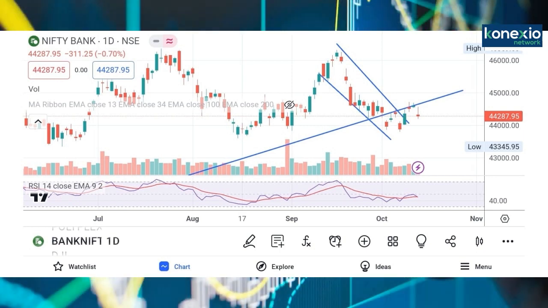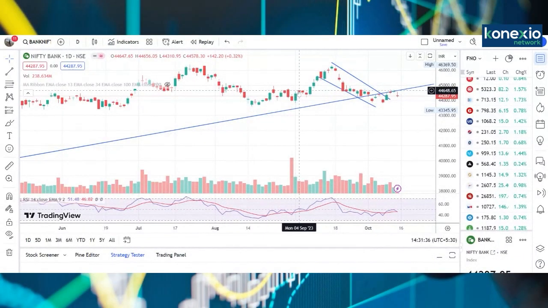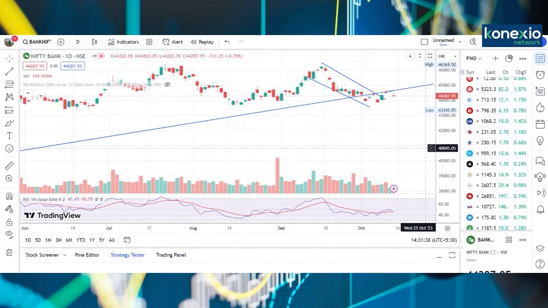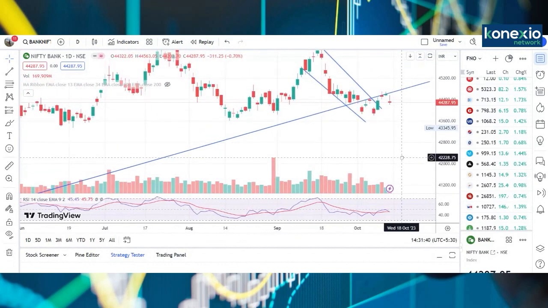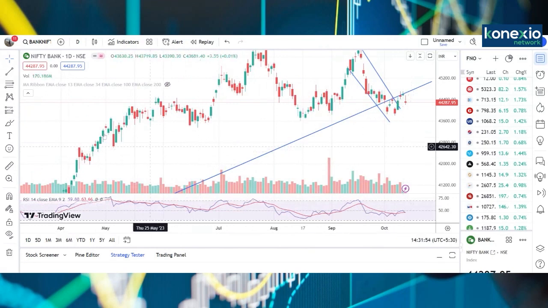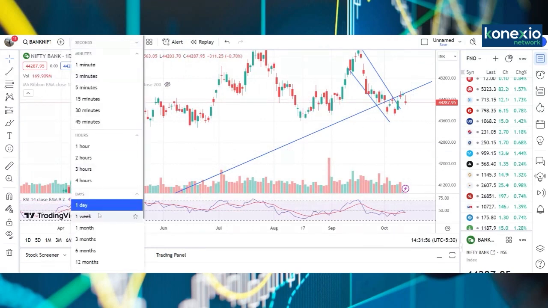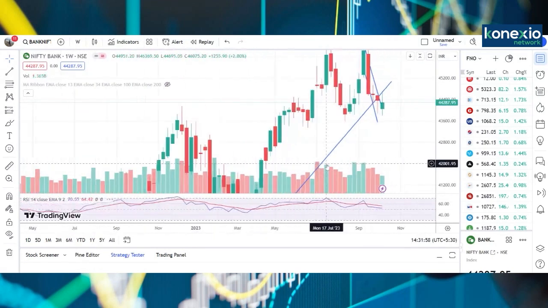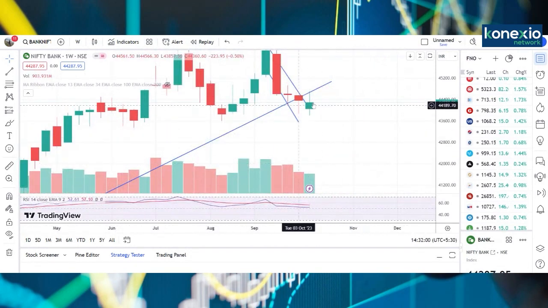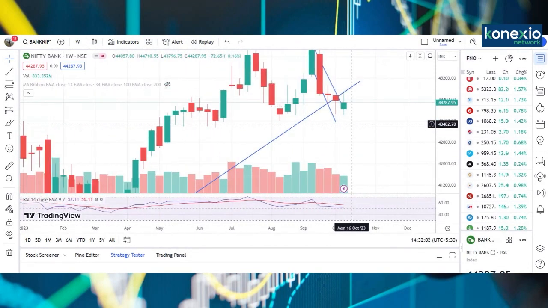It has given a falling channel breakout, but on Friday it has given a doji formation. So again, some sort of weakness is seen in Bank Nifty. On Friday, some sort of strength was seen in the last 1 hour, but in the last 30 minutes we have seen selling pressure coming in. But the weekly chart seems to be quite positive. It is an indecisive candle, but it is a bullish candle.